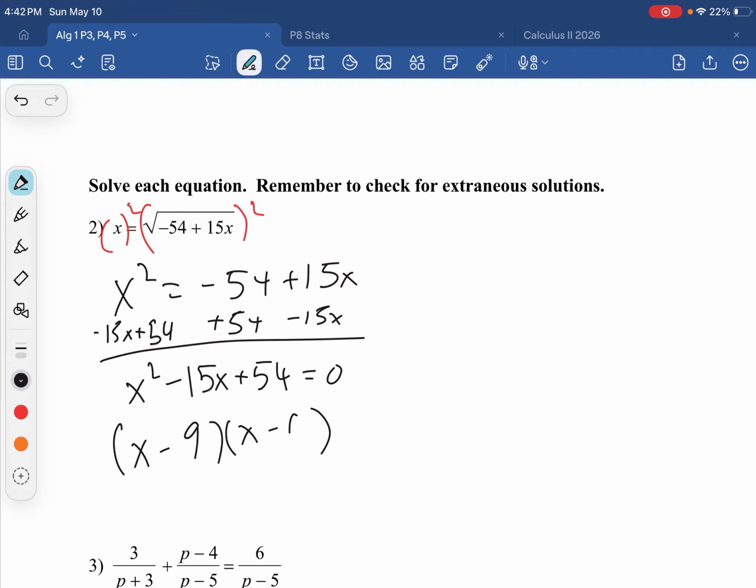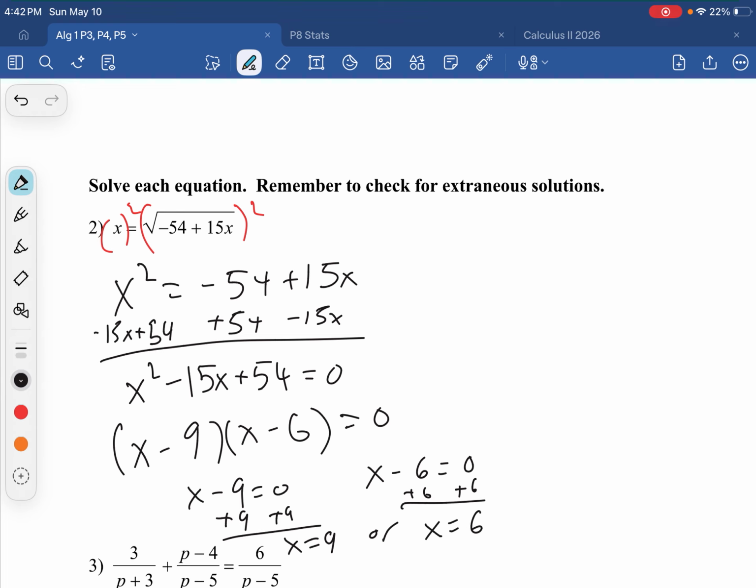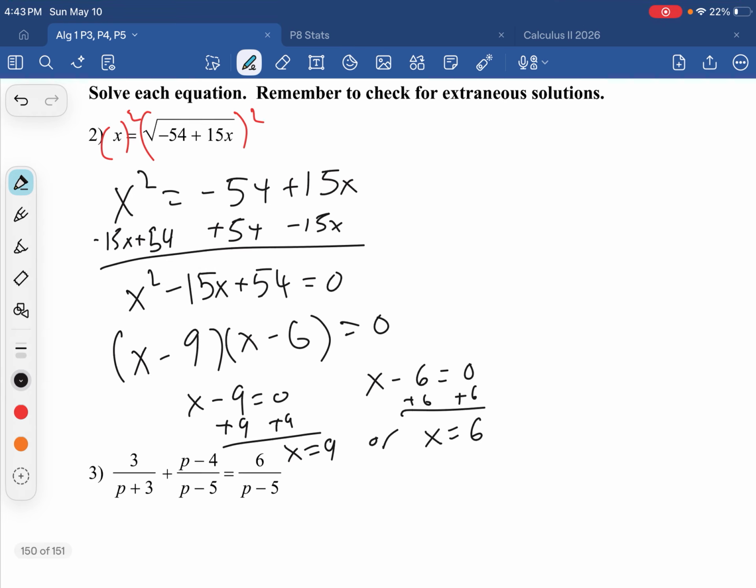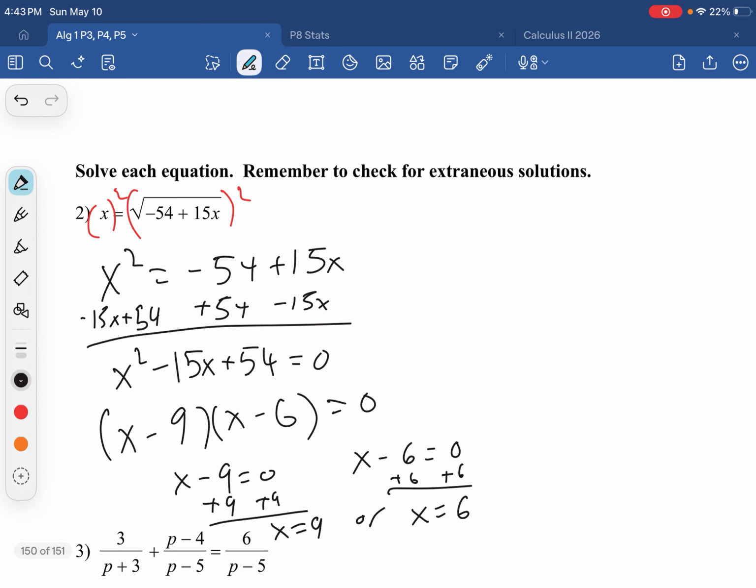It's going to be 9 and 6. So just like last time, I would set x minus 9 equal to 0, x minus 6 equal to 0. Add 9 to get x equals 9, or add 6 on both sides to get x equals 6. All right, so again, when we're solving with a radical, they want us to go through and then check the solutions.